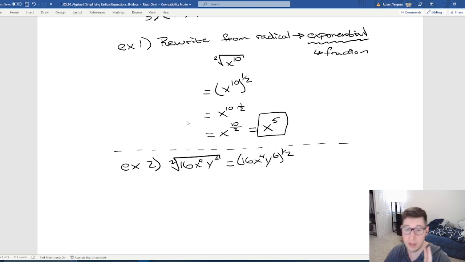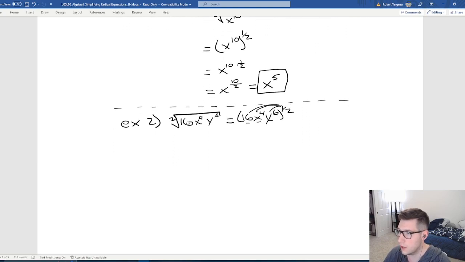Now, we made that statement up above, when we listed those 3 things out that we needed to remember. That third one is going to come in handy. I have 3 terms in here: 1, 2, 3. This 1/2 needs to be distributed to each of these terms. So I'm going to annotate that right now. And this is going to be equal to 16 to the 1/2 times x to the 4th to the 1/2 times y to the 6th to the 1/2.